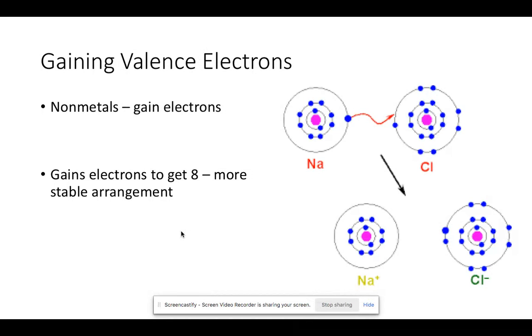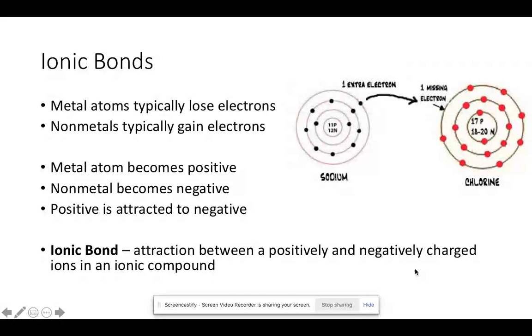On the opposite end of the periodic table, nonmetals will gain electrons to become more stable. So they gain electrons to get 8, a more stable arrangement. And our most famous example of this is sodium chloride, or table salt. So sodium is the metal. It will lose this electron. So basically it gives the electron to chlorine. It becomes a positive ion. Chlorine is the nonmetal, it becomes a negative ion. And this positive attracts the negative. So that's how they bond, by the charges.